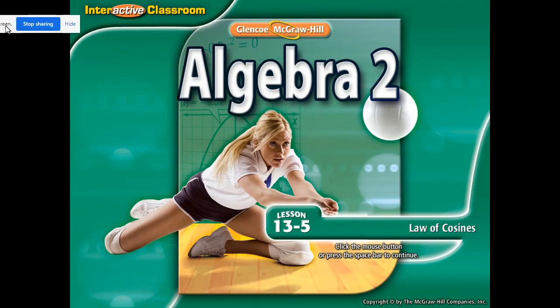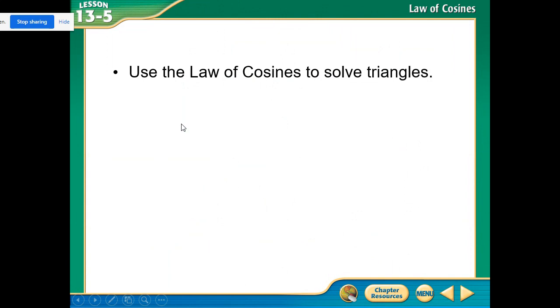All right, today we're going to be talking about the law of cosines. We've worked on the law of sines and how to use it to solve triangles, but unfortunately it doesn't solve all the triangles. So we need to worry about how we get the rest of them, and that's by using the law of cosines.